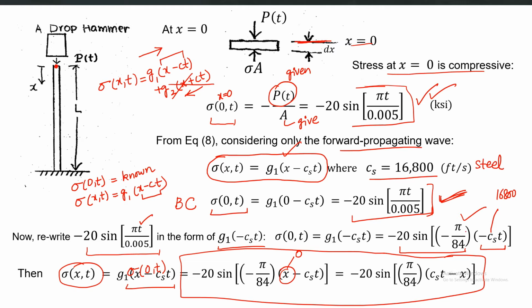Similarly, this is for 0 comma t, so you can simply write it as 0 minus ct. If you replace that 0 with x, it will hold for any x value, so it will be a general solution. Your G1 will be completed. Whatever was known, we make it a function of 0 minus ct, and then when we make that shape, we replace 0 with x. And that sigma x comma t is now known.